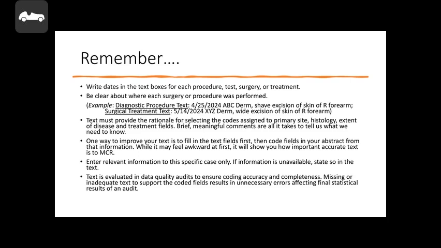One way to improve your text is to fill in the text fields first, then code fields in your abstract from that information. While it may feel awkward at first, it will show you how important accurate text is to MCR. Enter relevant information to the specific case only. If information is unavailable, state so in the text. Text is evaluated in data quality audits to ensure coding accuracy and completeness. Missing or inadequate text to support the coded fields results in unnecessary errors affecting final statistical results of an audit.